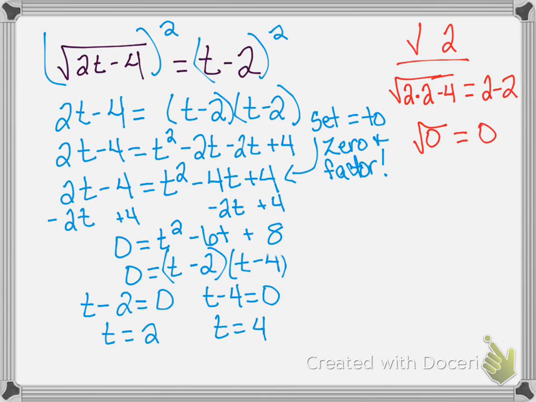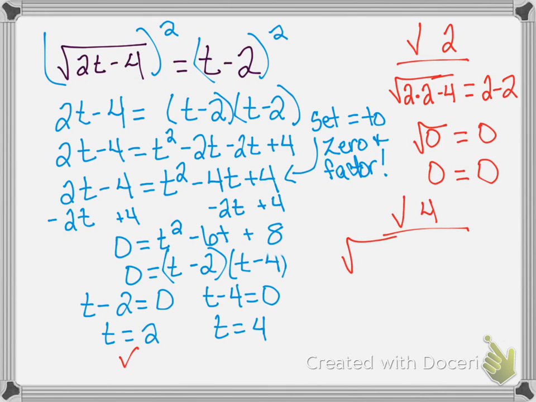What is the square root of 0? 0. So it is allowed. Okay, you can't have a negative in there, but you can have 0. The square root of 0 is 0. 0 times 0 is 0, so the square root of 0 is 0. Now, let's check 4. So this one is okay. We're going to keep 2.